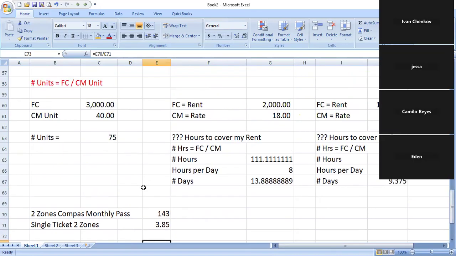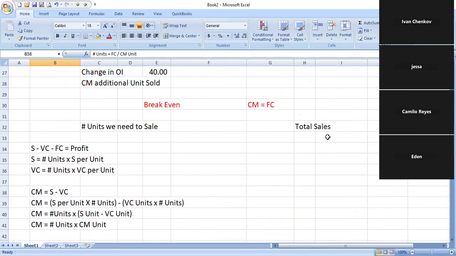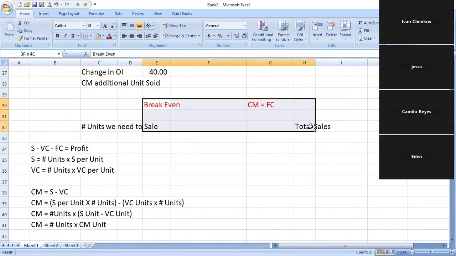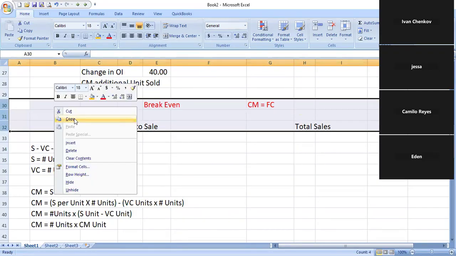That's not a practical application of this. So now we found the number of units. What was the next objective? To find the total sales. How are we going to get the total sales? Well, again, we're going to start with the break even. So we already found the number of units. How are we going to express the number of units?